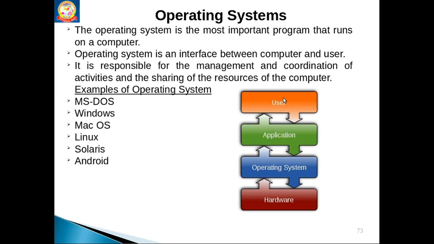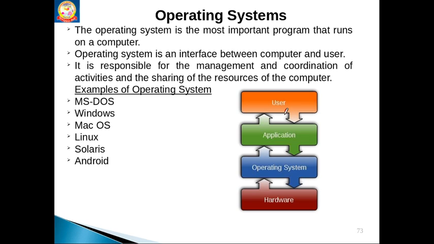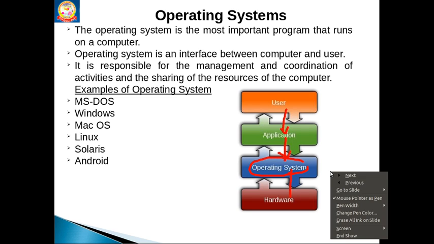The application and the user: with the help of the application he is doing his own task. In between the hardware and his application, the operating system is the interface. The user's application is interacting with the system. This is our hardware. This is the media, the operating system. This is the interface between the user application and the hardware.